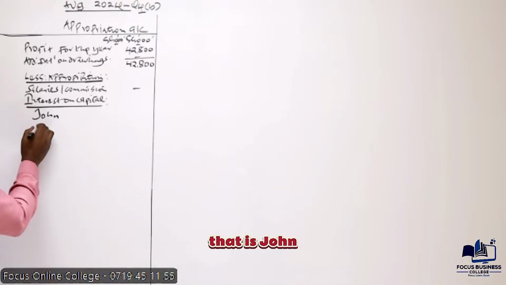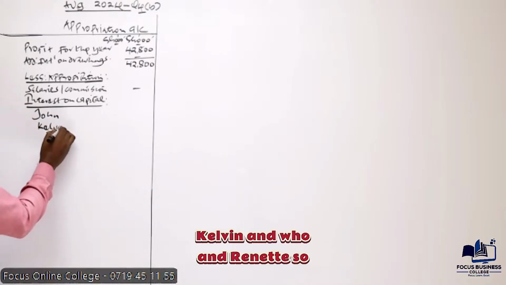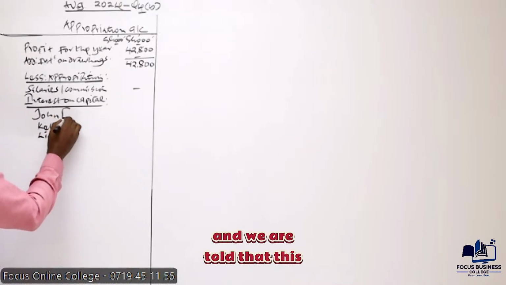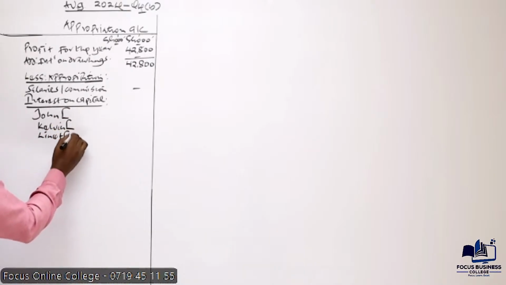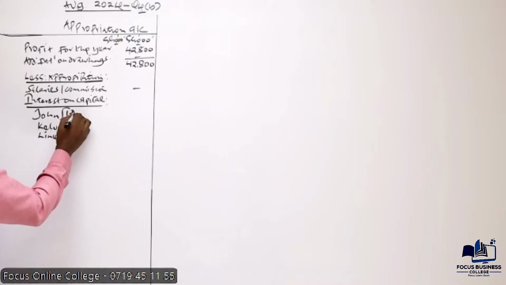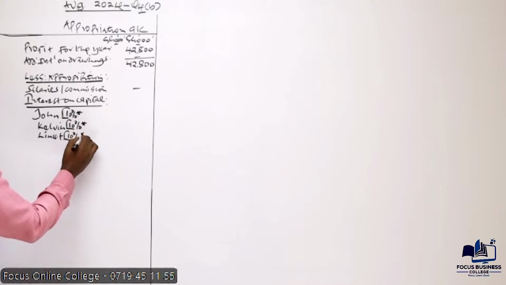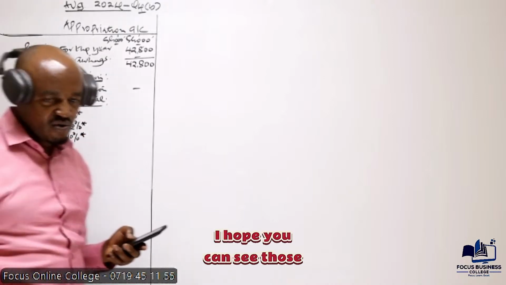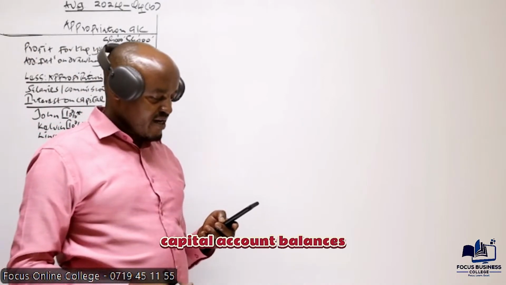That is John, Kelvin, and who? And Renette. And we are told that this one would be 10%. This one would be 10% of their capital account balance. So their capital account balances, this is something we are given in the trial balance. I hope you can see those capital account balances.